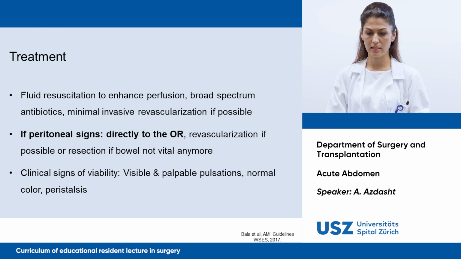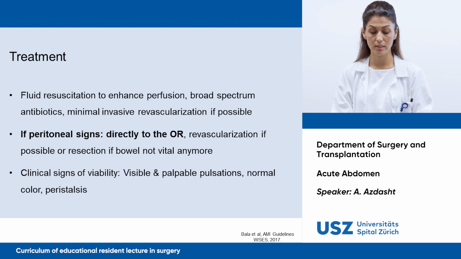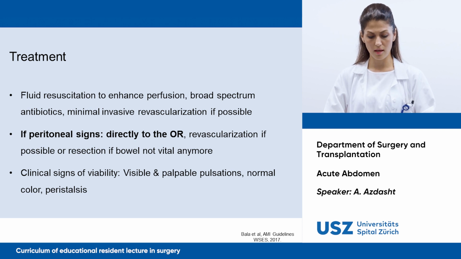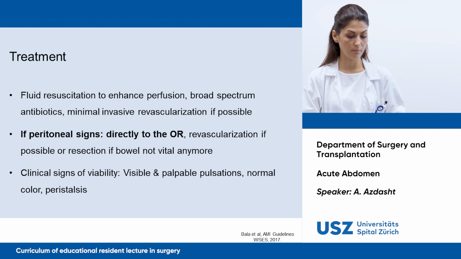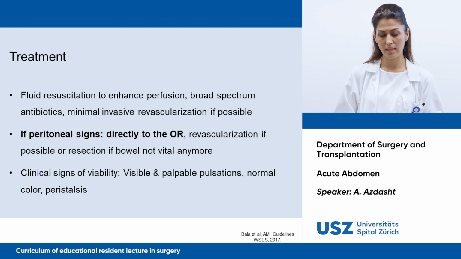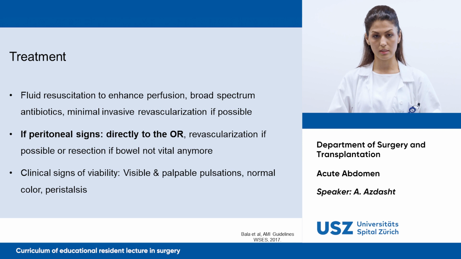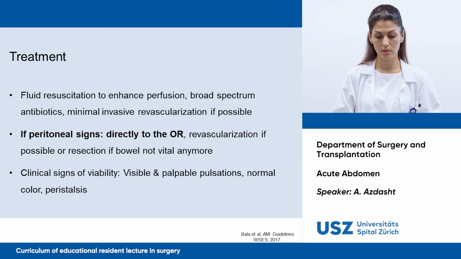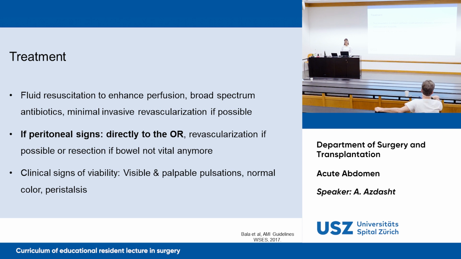However, if the patient presents peritoneal signs, you rather go directly to the OR, try to do the revascularization surgically, although it's very difficult and often not feasible. And then you check for the bowel itself, see if it is viable. So do you see any visible, or can you palpate the pulsations? Is the color normal? Do you see any peristalsis? And if not, you proceed with a resection of this particular part.